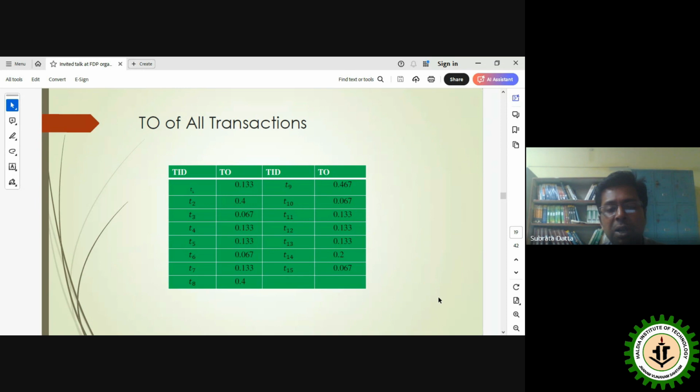So here this table shows that, in the same way, for each and every transaction we have calculated the transaction occupancies. The first column, TID 1 to 8, has the corresponding TO present. Then the third column again has the remaining TIDs, and the fourth column the corresponding TOs. So this way we calculate the TO.